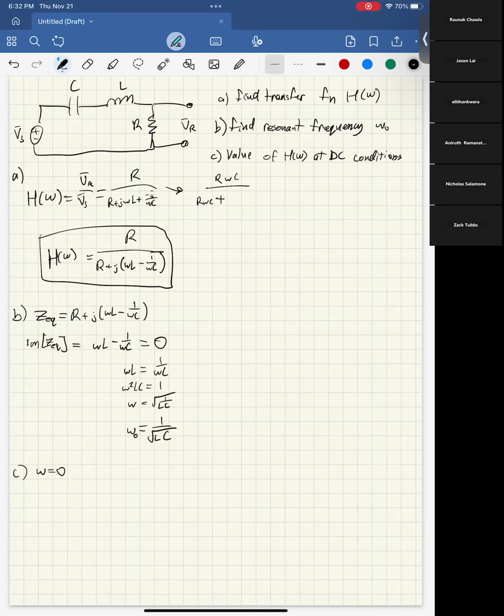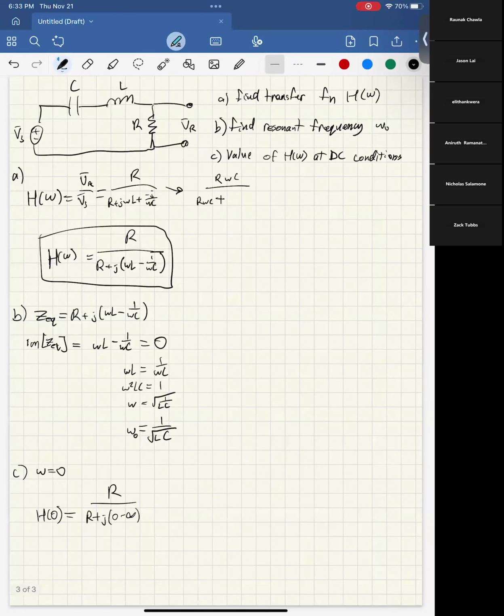So for this question, again, it says, okay, what about at DC? We just plug in h of 0. So that would become r over r plus j, and then, oh no, we're going to have something scary here: 0 minus infinity. That doesn't work. So what do we say instead?